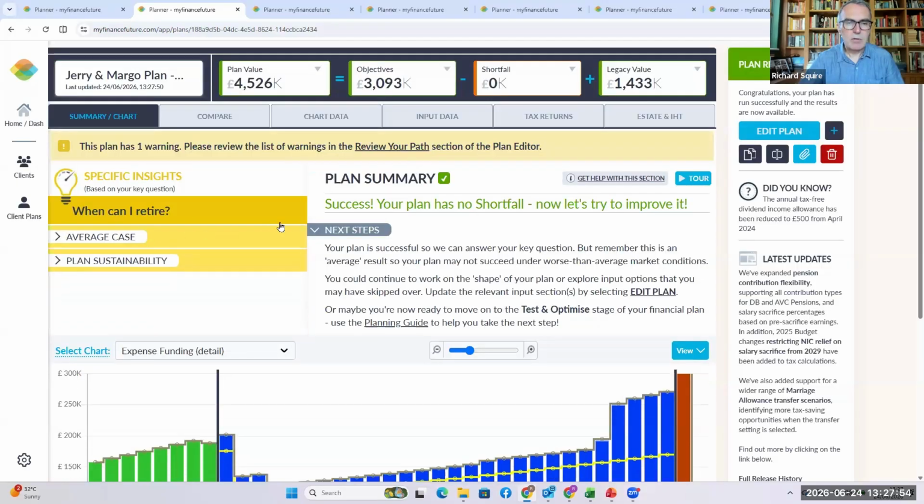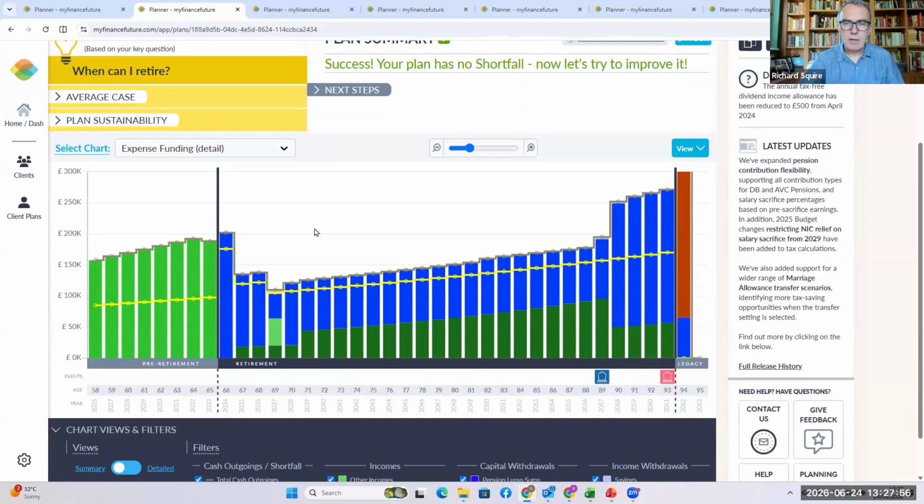So here's the change, and we can see that what we've done is effectively move that peak of tax towards the back end of the plan. So during the middle of the retirement period now, we're seeing less tax. The ISA is being used to reduce the amount of pension withdrawals we need to, so we're not paying additional rate tax.